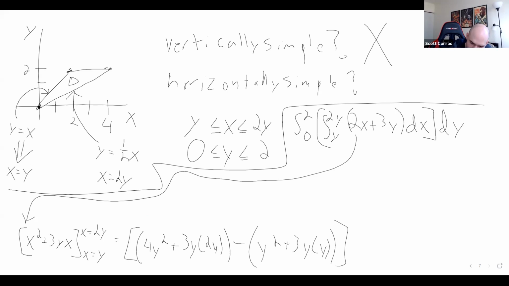Give myself some room here. And so this is, we have 4y squared plus 6y squared. So that's 10y squared. Minus y squared is 9y squared. Minus 3y squared is 6y squared. So our inner integral is 6y squared.